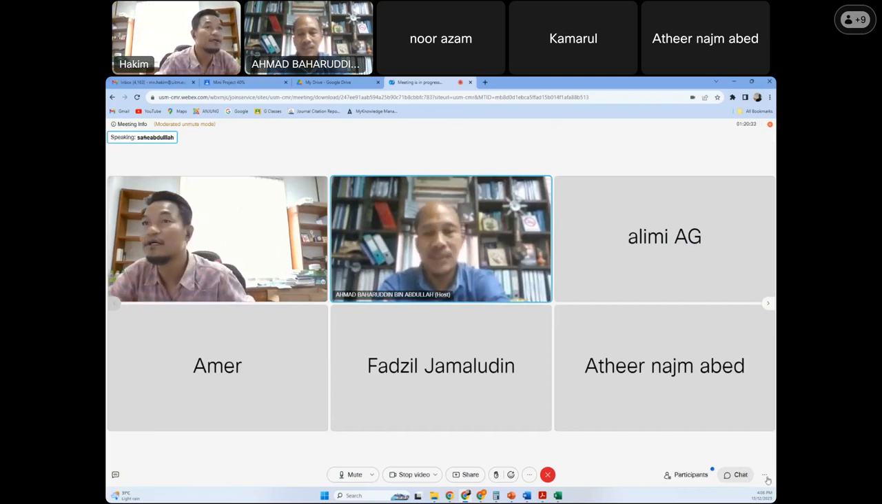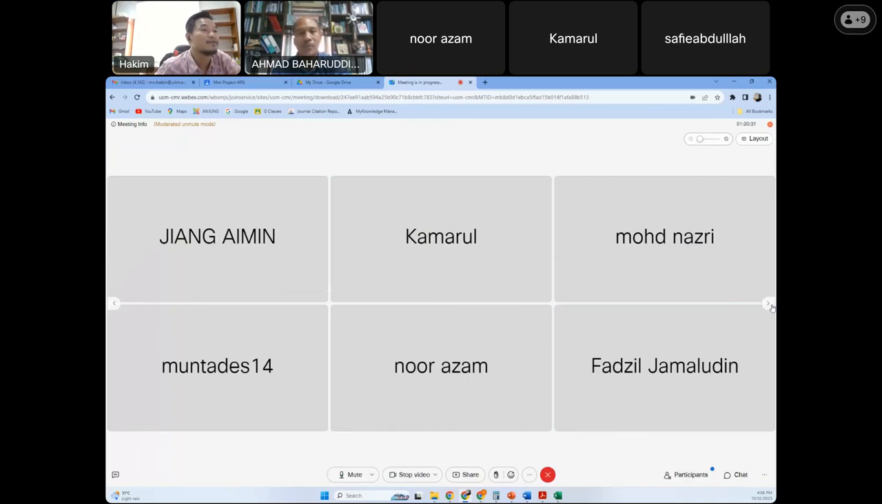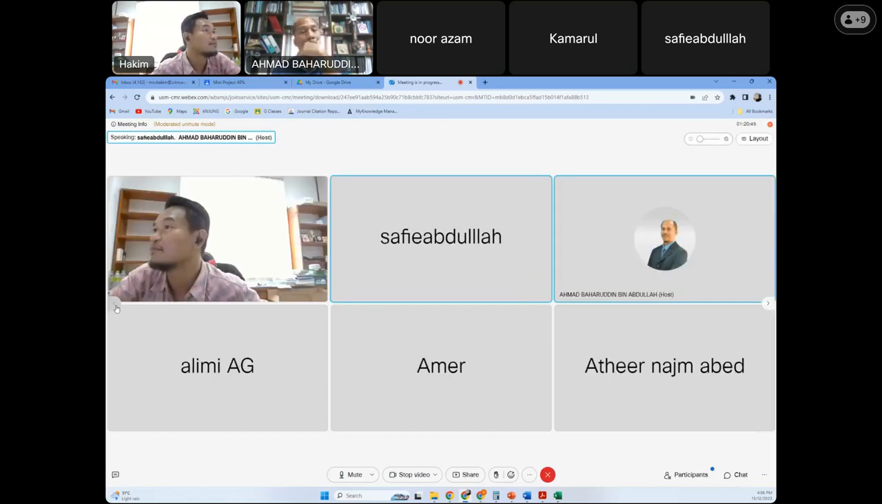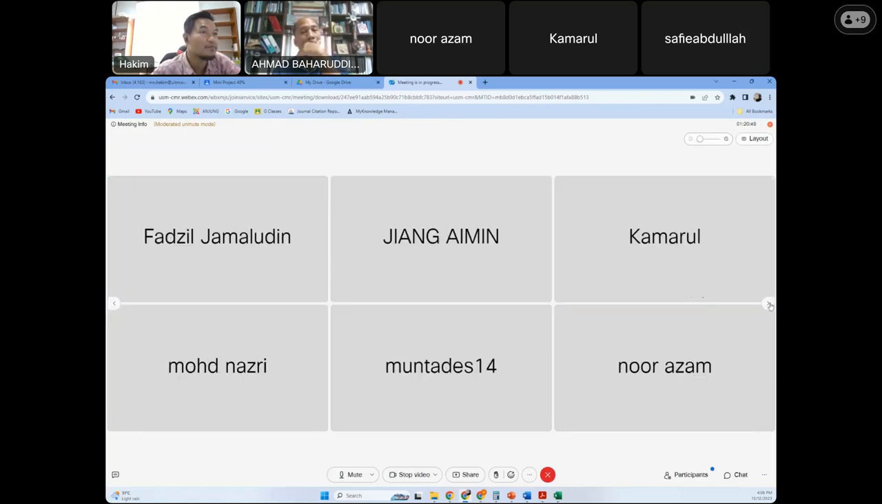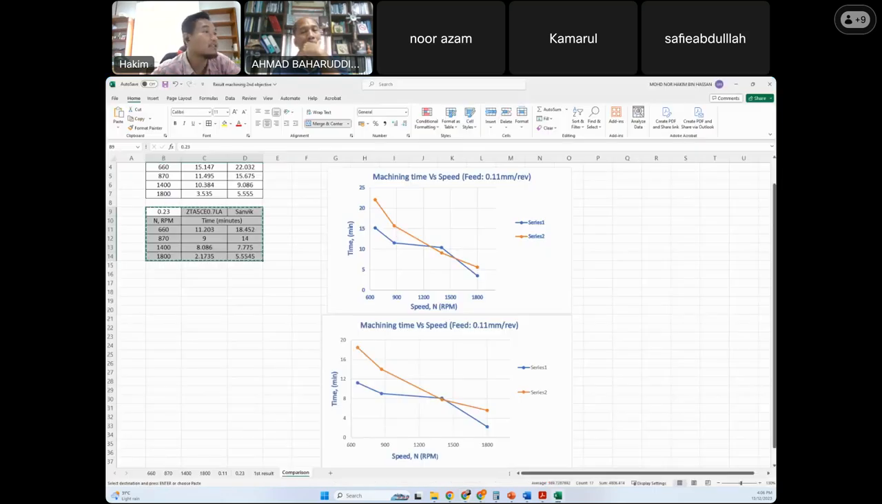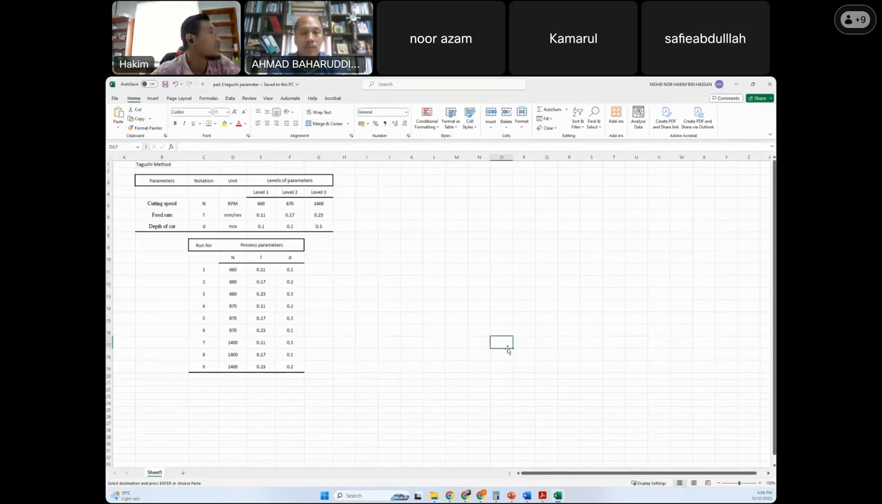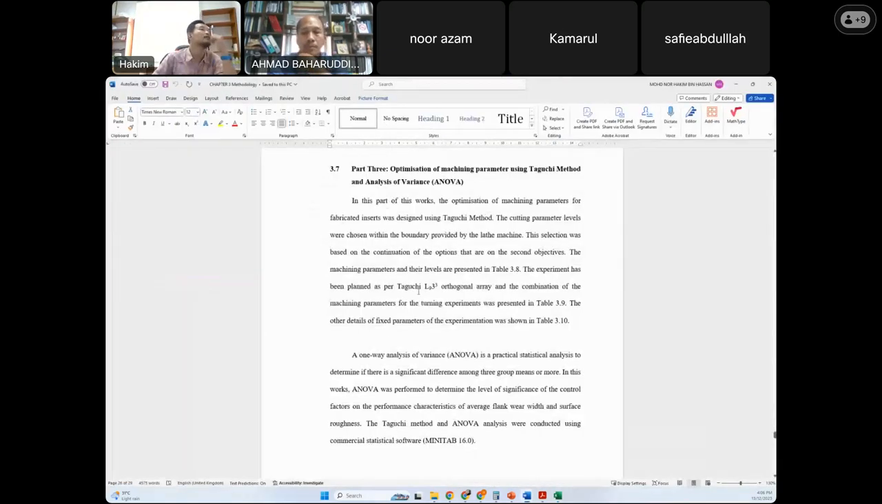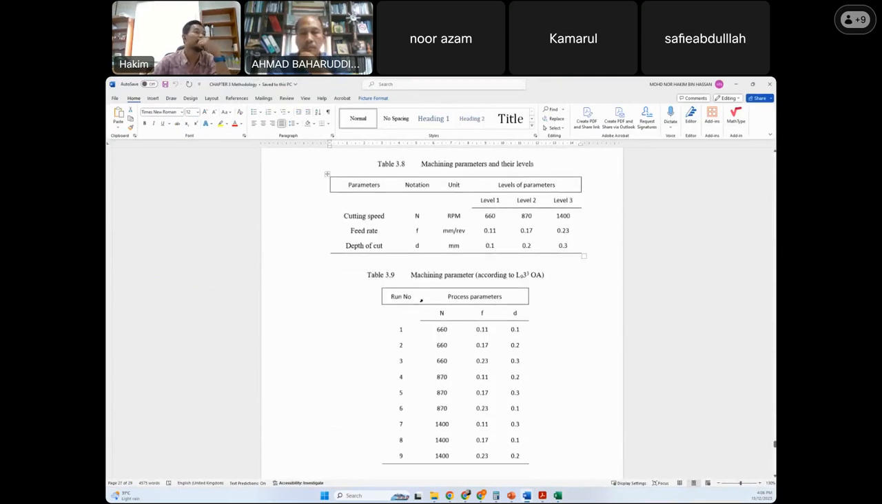Assalamualaikum. Hi, Hakim, and Tuan Baha. I think you just mentioned in the slide, you use the Taguchi method to optimize. May I know which parameter you optimize for your study? The Taguchi method, I show you in chapter 3. This one, three levels, ANOVA, L9 orthogonal array.